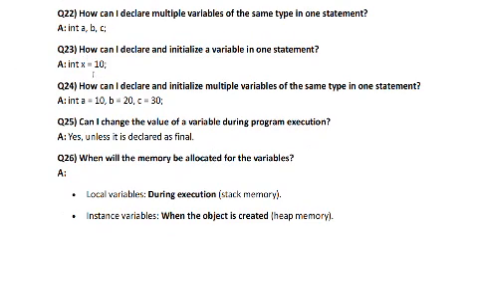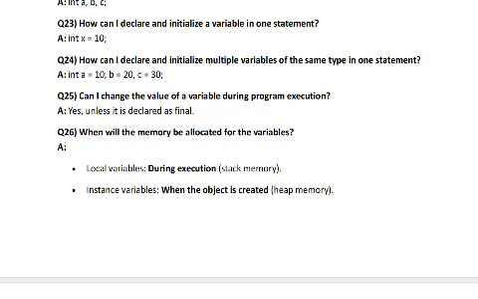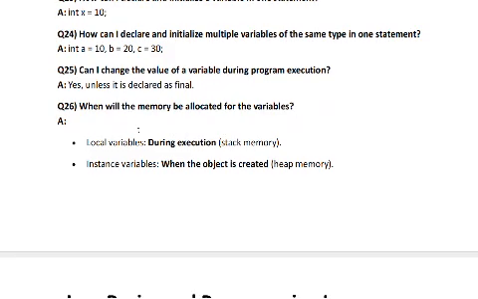Next, the 23rd question. How can I declare and initialize a variable in one statement? int x = 10. This is the answer. This is the 24th question: how can I declare and initialize multiple variables of the same type in a statement? int a = 10, b = 20, c = 30. This is the answer. Can I change the value of a variable during program execution? Yes, but if you define any value with the final keyword, that's not possible. It will show an error if you change the value of a final variable.